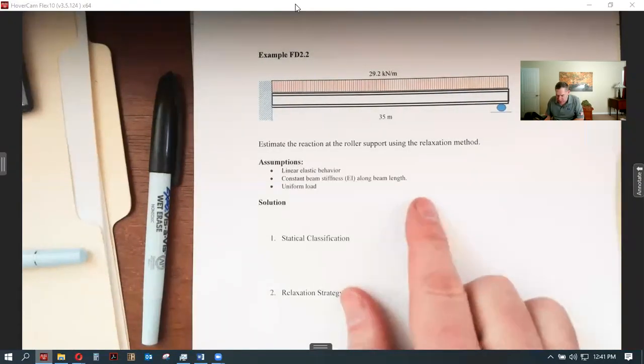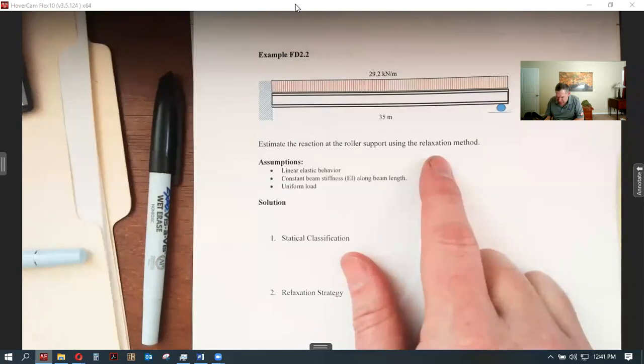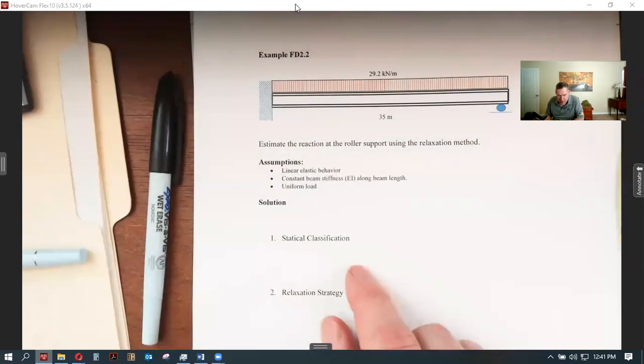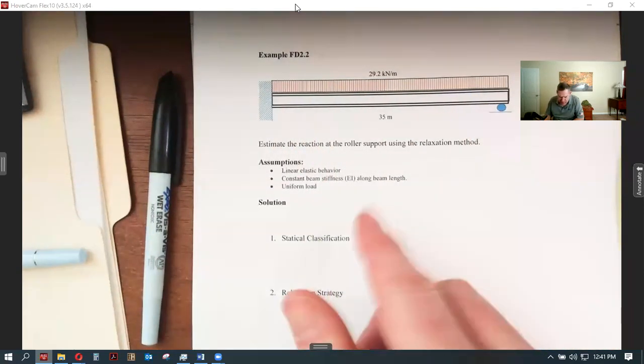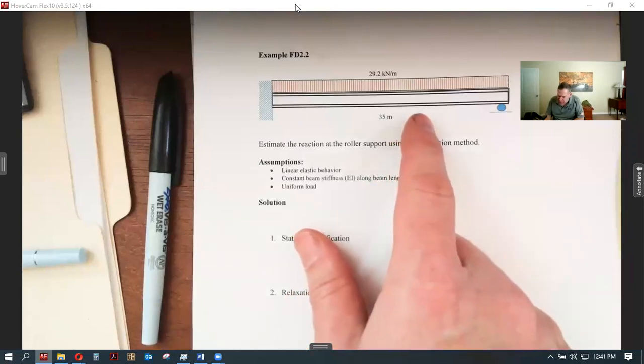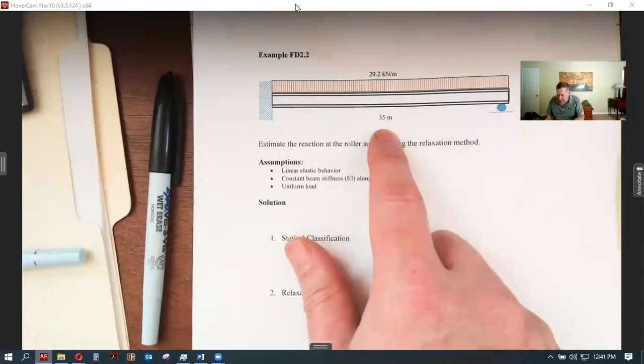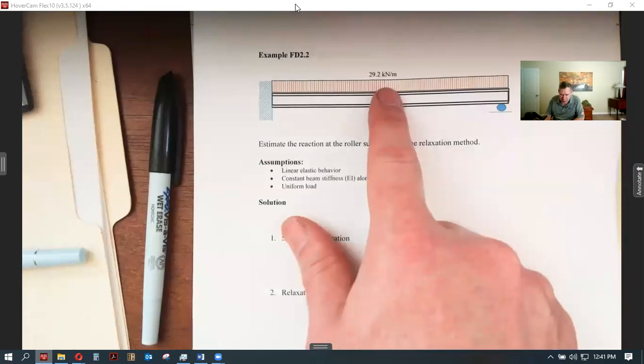All right, let's get into the execution of the relaxation method here so that we can start to figure out what these reactions are, and then a shear moment diagram and the deflected shape and important features of those. All right, 35-meter span, 29.2 kilonewton per meter load.